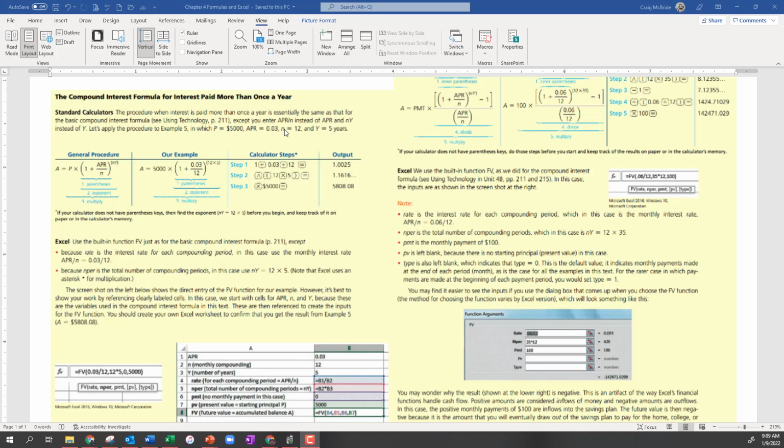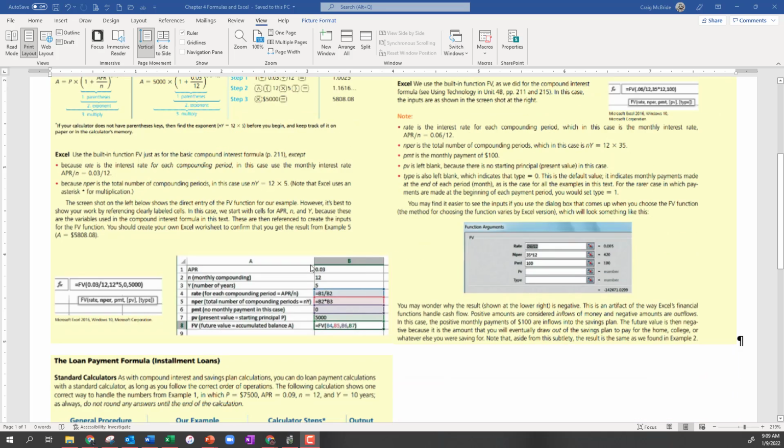Okay, N is always the number of compounds in a year. So if we're doing monthly compounding, it's 12. If we're doing daily compounding, it's 365, and so on and so forth. They'll always give you that. And the last piece of information you're always given is how long we're doing this, right? Are we going to compound it for 2 years, 3 years, in this case, 5 years? So now we know what everything is.